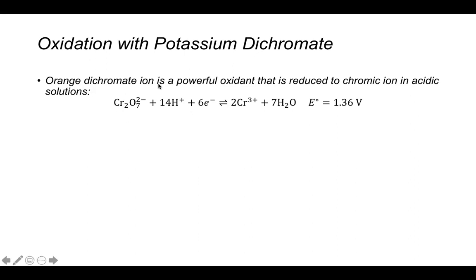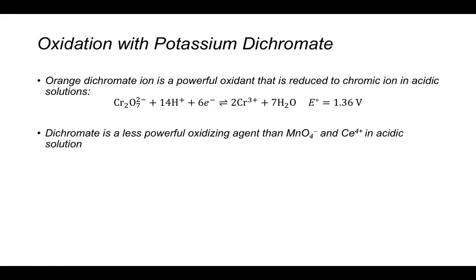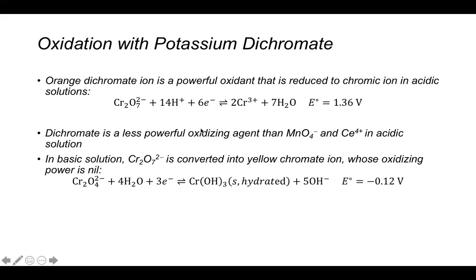Orange dichromate ion is a powerful oxidant that is reduced to chromic ion in acidic solutions. So here we have dichromate ion, we have acid, and we have the reduction using these electrons gives us chromium 3+ plus water. Under standard conditions, i.e. 25 degrees Celsius and 1 atmosphere, it has this potential. Dichromate is a less powerful oxidizing agent than permanganate and cerium 4+ in acidic solution. So it's a gentler oxidation agent.